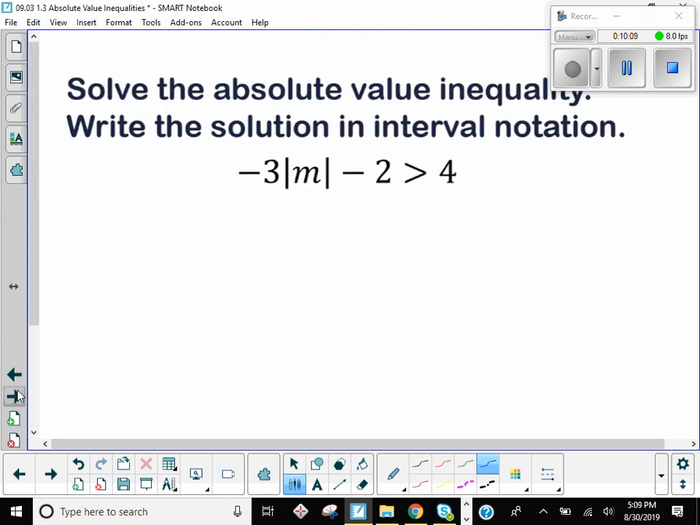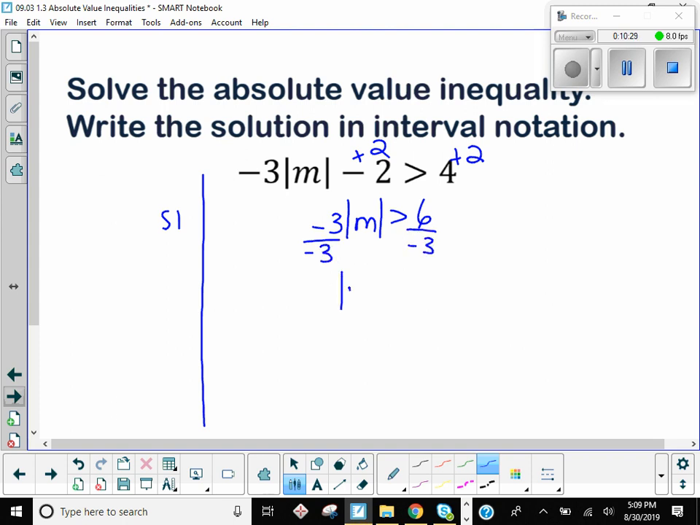All right, this example, we start by isolating the variable. That means we add 2 to both sides. Then we divide by -3. When I divide by a negative number, I have to flip the sign, and I have the absolute value of m is less than -2.